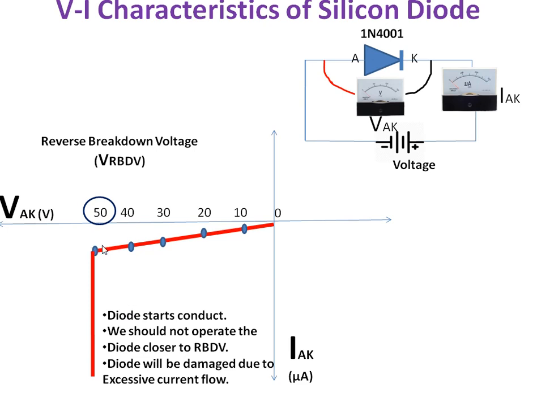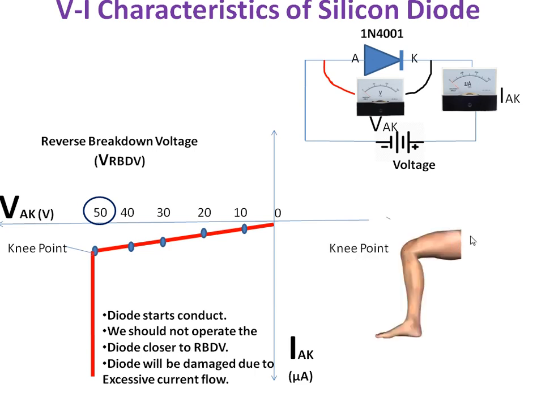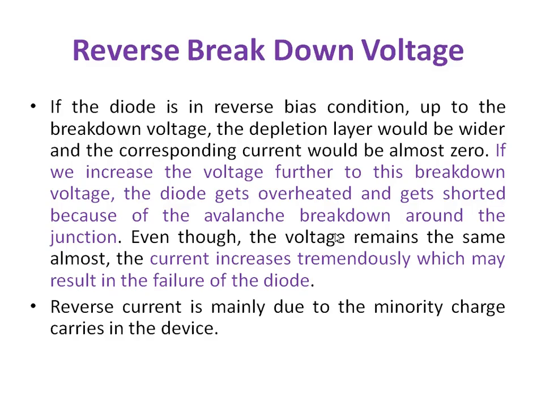So we should not operate the diode close to the RBVD, the reverse breakdown voltage. The diode will be damaged due to the excessive current flow. So these are the VI characteristics of a PN junction diode during the reverse bias condition. This point is known as the knee point. Why is it the knee point? Because the characteristic looks like our knee. That's why it is known as the knee point.